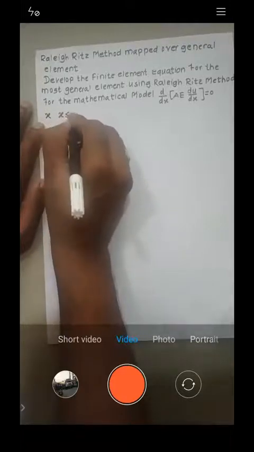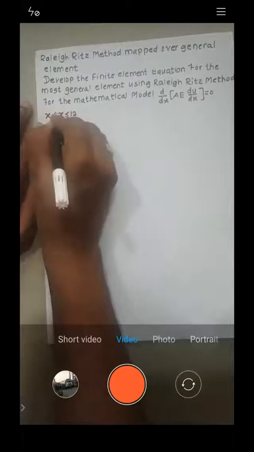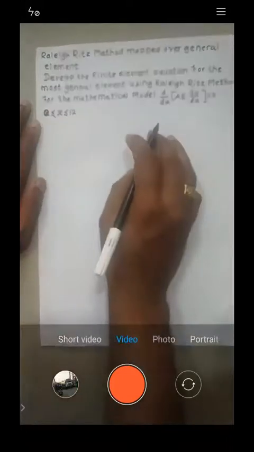For the mathematical model, d by dx of AE du by dx is equal to 0, for x less than or equal to 12 and greater than or equal to 0.